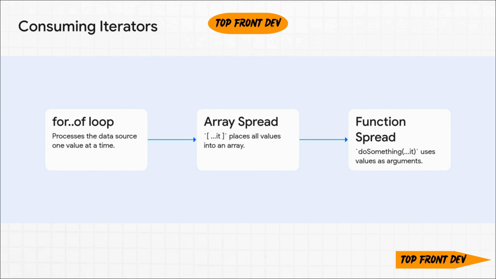And JavaScript gives us some fantastic built-in ways to work with these iterators. The for.of loop is your classic, right? It just processes items one by one. But then you've got the spread operator, those 3 little dots, and it is so incredibly useful. You can use it to unpack all the values into a new array, or even pass them as separate arguments to a function. Super versatile.